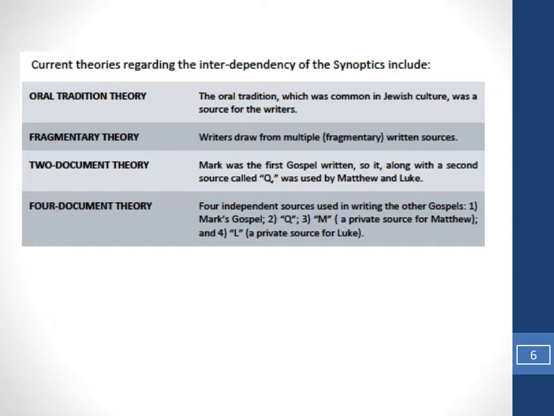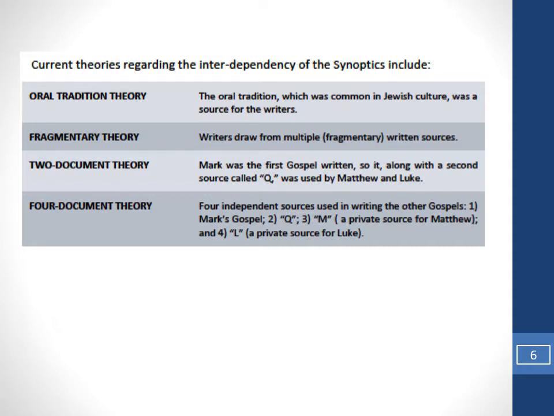There's a theory of oral tradition. Oral tradition, which is common in Jewish culture, was a source for the writers. And this is true, because today it's hard for us to imagine that things that we need to remember, we'd have to actually remember. Before paper and computers and electronic records, the way things were remembered is they were memorized. They were repeated and told over and over again, not like we would think of it today.